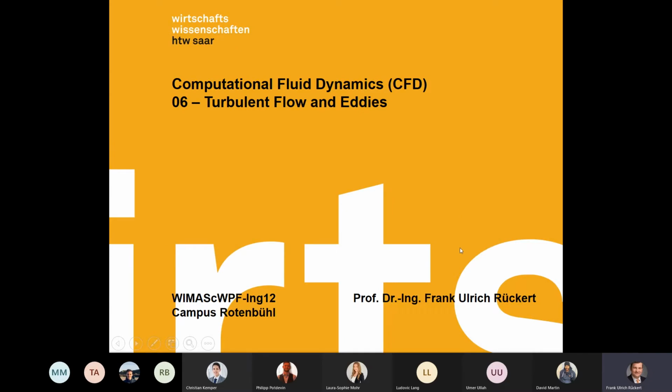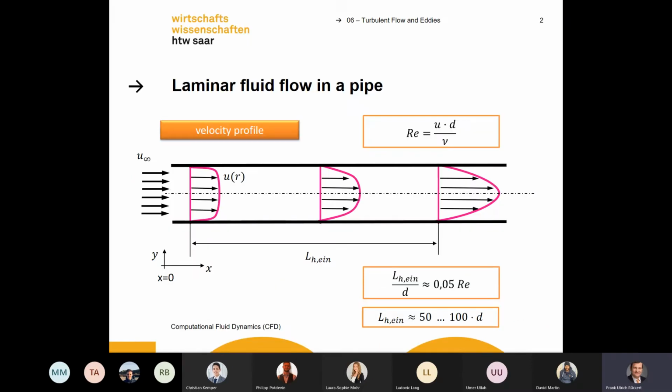Hello, ladies and gentlemen. Welcome to the lecture in Computational Fluid Dynamics, Chapter 6. Today we will speak about turbulent flow and eddies. And at first, we want to look at a normal laminar pipe.